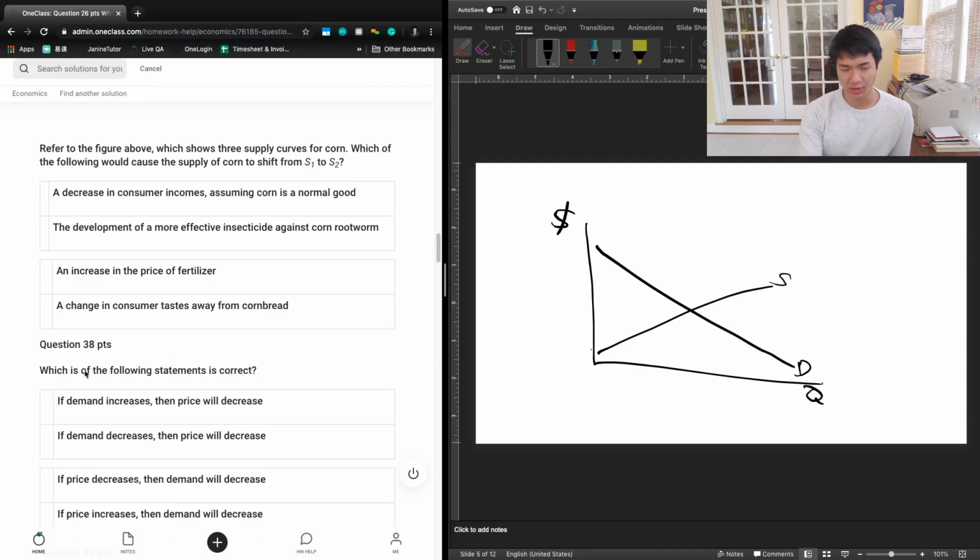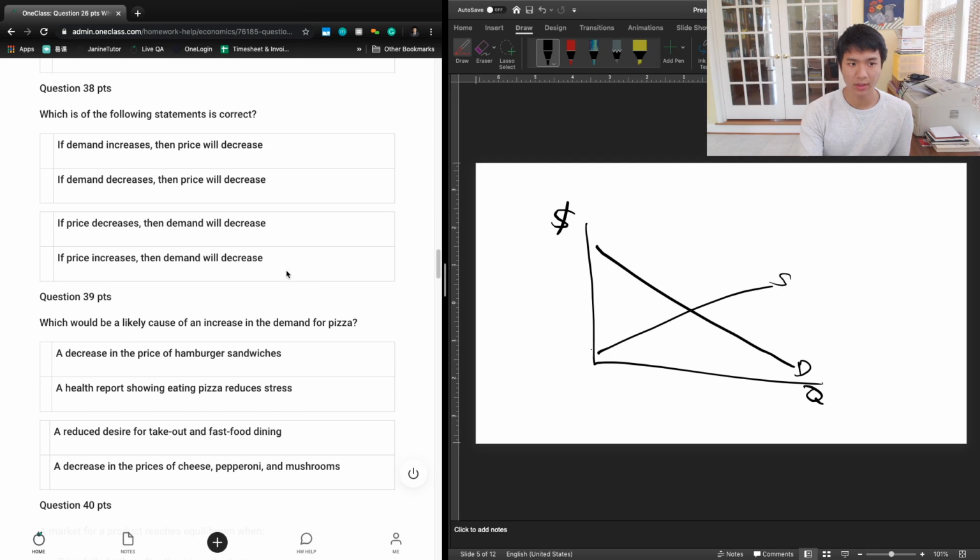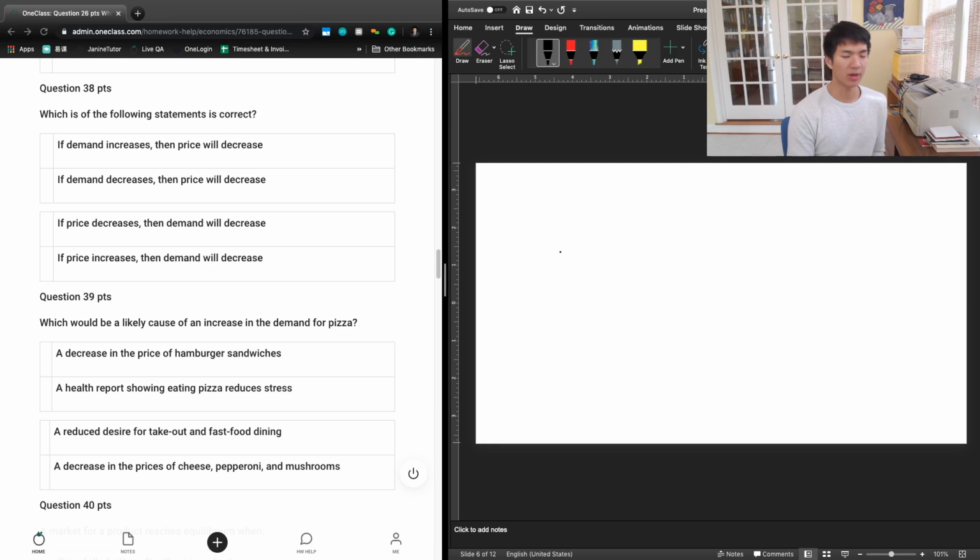Let's go to question 37, which refers to a figure that we don't have, so we can go to question 38. Which of the following statements is correct? If demand increases, then price will decrease. If demand decreases, then price will decrease. If price decreases, then demand will decrease. If price increases, then demand will decrease. So here we're really talking about the law of demand.